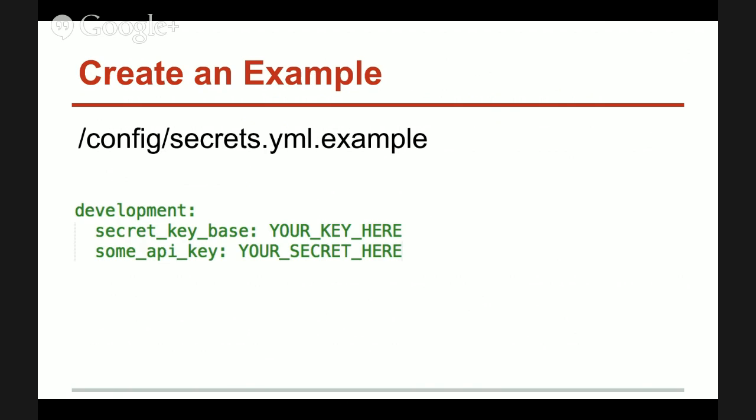So if you are sharing your code, you need to give people some indication of what tools they are going to need to use with your project. What you can do for that is make an example file, which has the same structure as your Secrets YAML, but instead of your real keys it's just a demonstration of the structure you're going to have there.